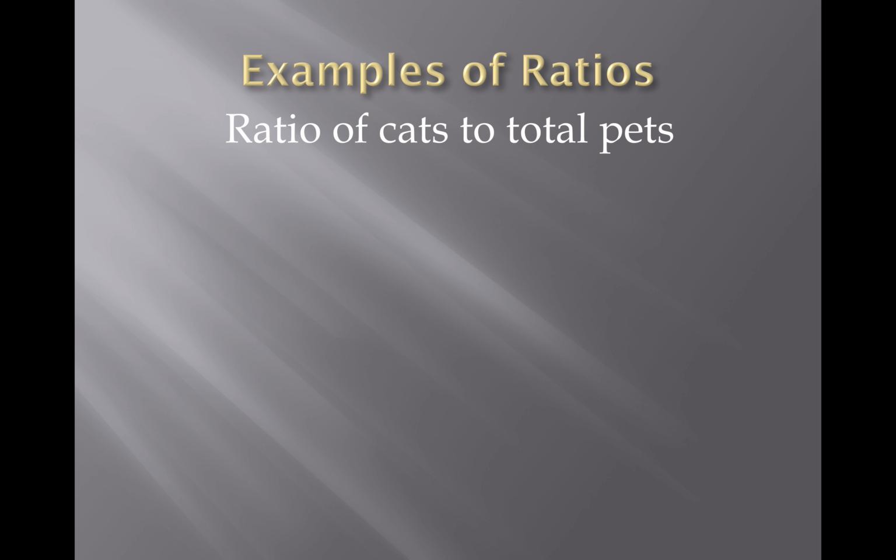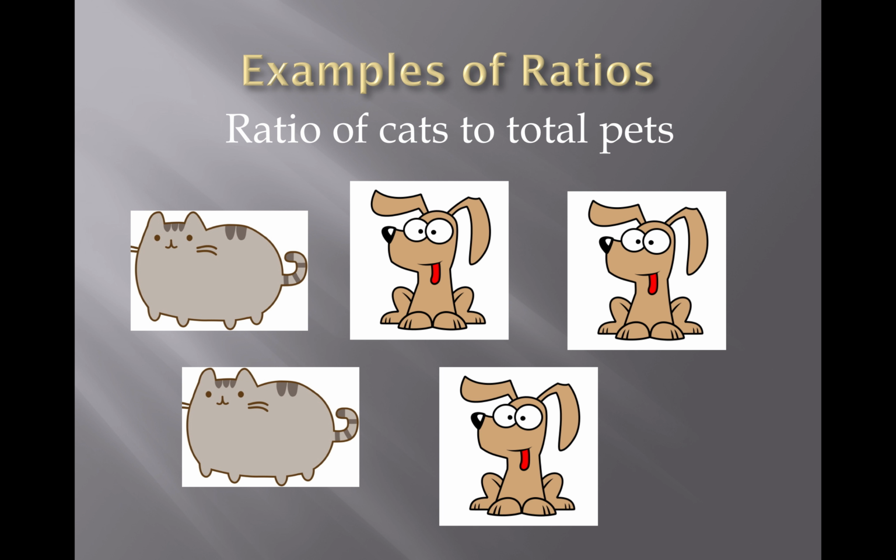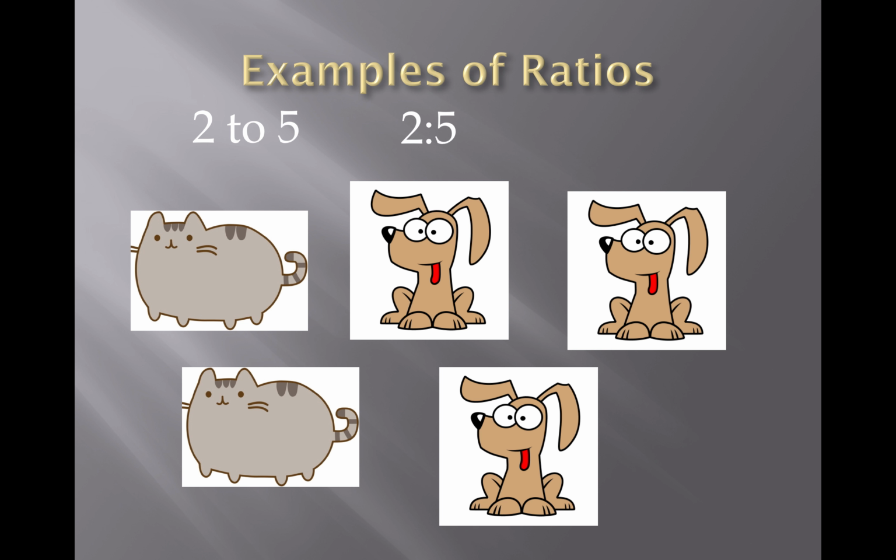We could also do a ratio of cats, if we use the example, to the total number of pets. We have 2 cats to 5 total pets. So we could do 2 to 5, 2 colon 5, or 2 over 5 with a fraction. Again, there's 3 different ways. It depends on what we want to compare. In this example, we're comparing cats to the total number of pets.